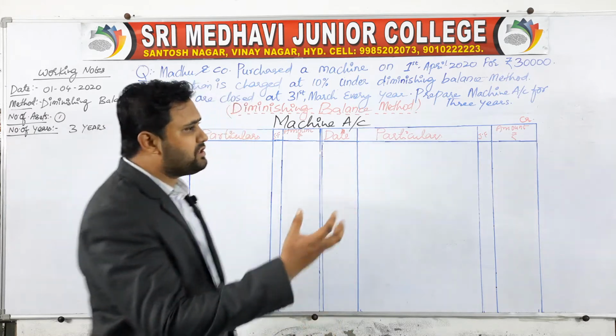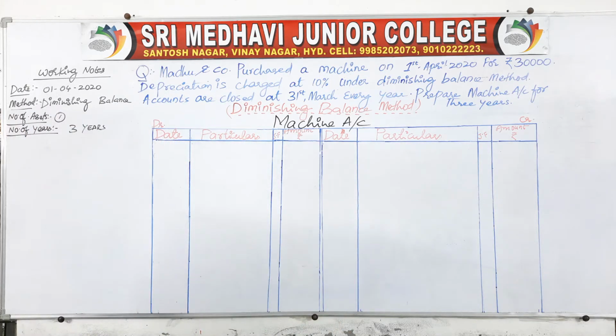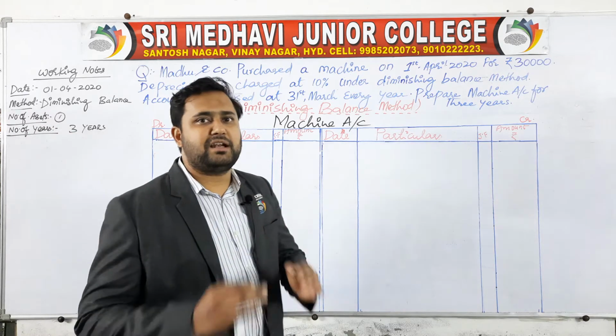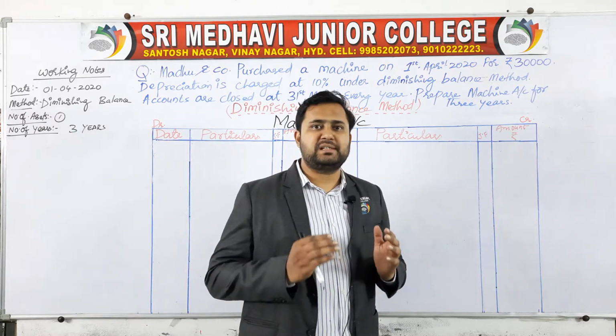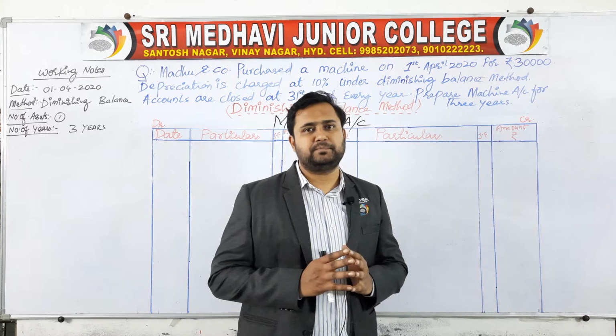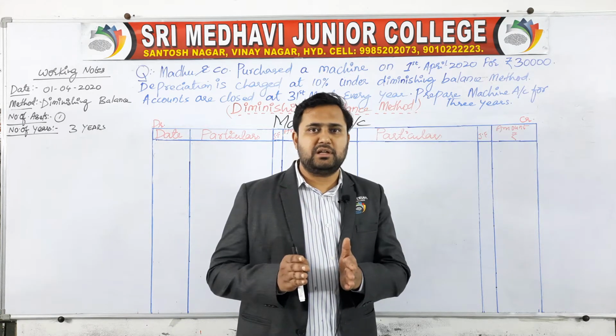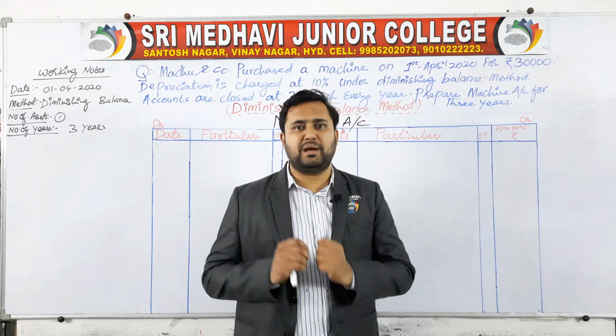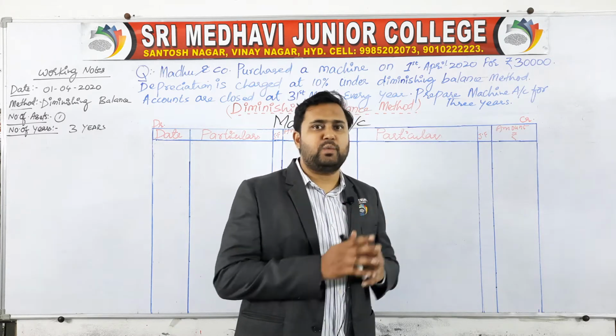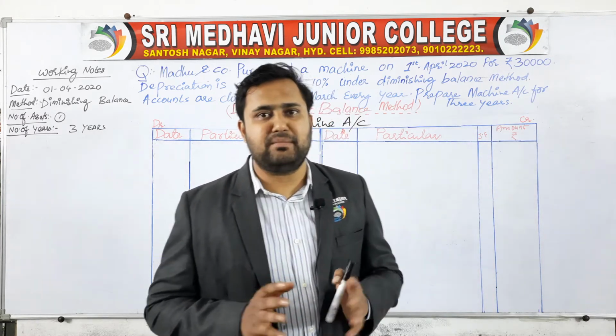First you extract the information and do some working notes. As I have taken out the information from the question and written it in the working notes, the date is mentioned. So first write the date, 1st April 2020. The method is diminishing balance method. It is also known as reducing balance method, or you can say written down value method. All three are the same.